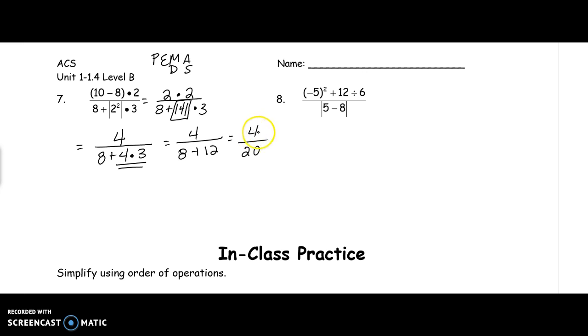Since our smaller number is on the top, this means we're going to have a fraction as an answer. So we can divide this by 4. 4 goes into 4 one time, and 4 goes into 20 5 times. So 1/5 is your answer.